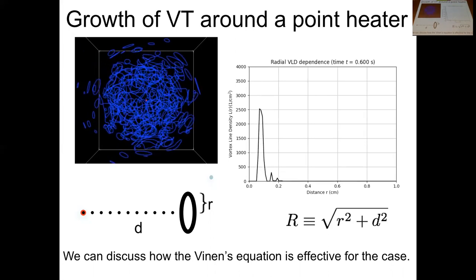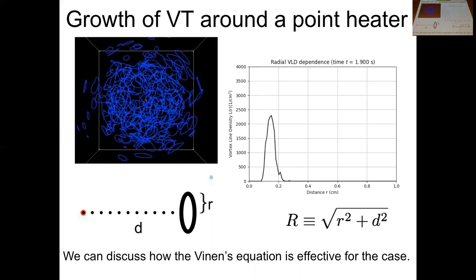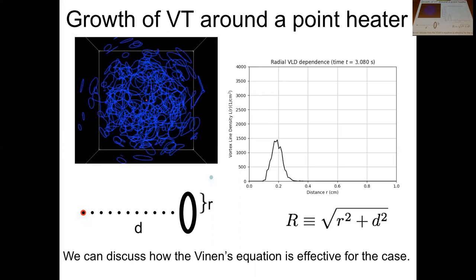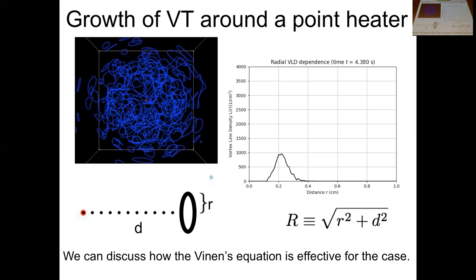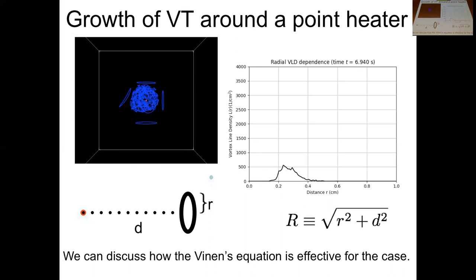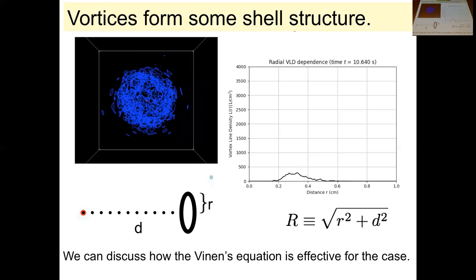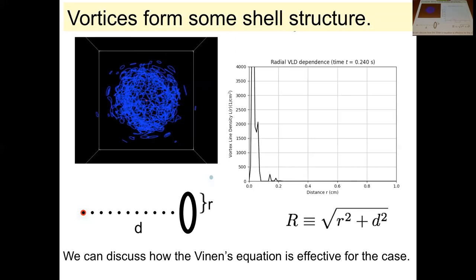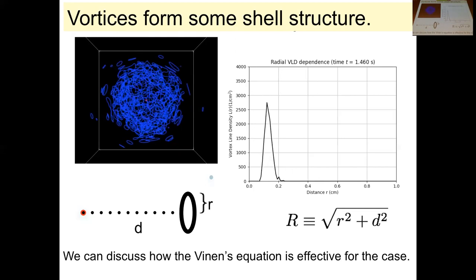Of course, this behavior depends strongly on the relative velocity and the temperature, or mutual friction. So it's quite interesting. We can discuss, for example, how effective the vortex filament equation is for such inhomogeneous cases. In this case, the vortices form some shell structure.